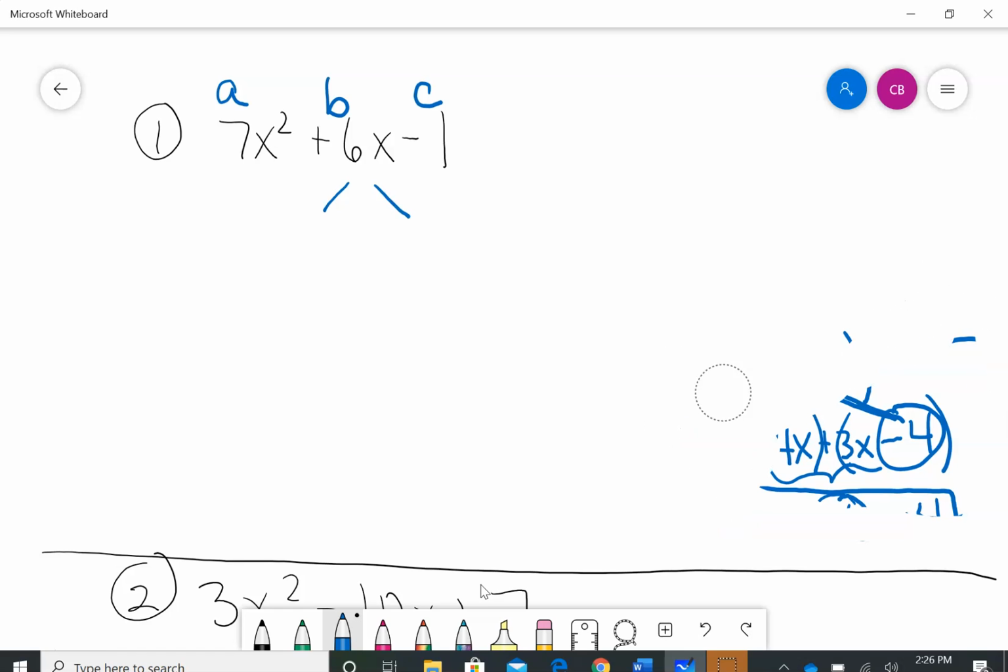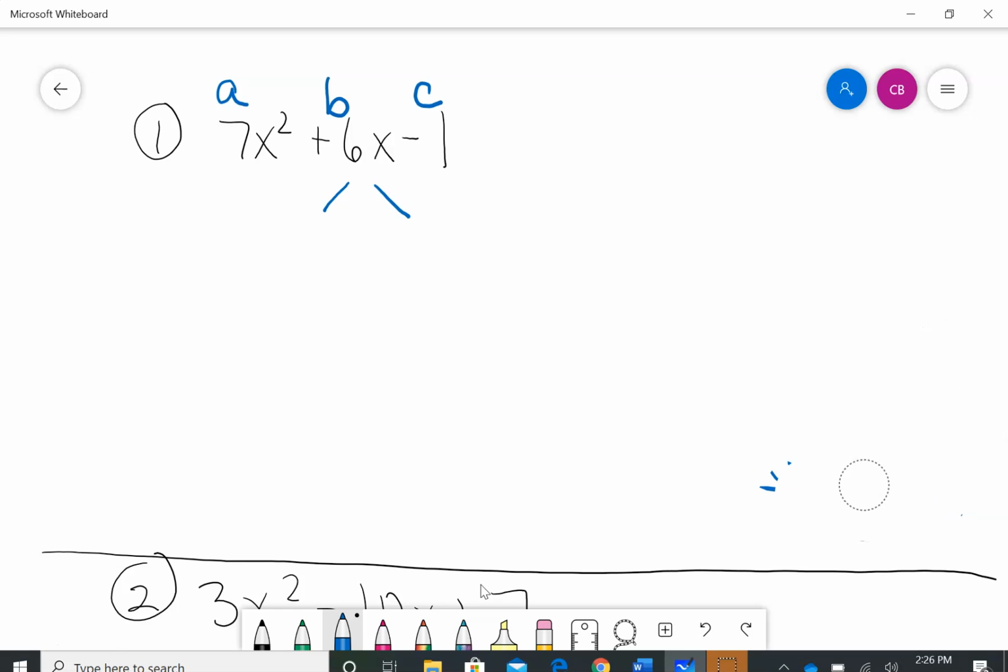That first problem that I wrote down, I had started this process but then wanted to backtrack. So let me back up and do the steps again. I need to figure out what multiplies to my a value times my c value. So 7 times negative 1, that would be negative 7. But they need to add to 6.